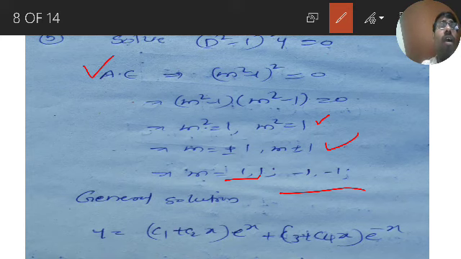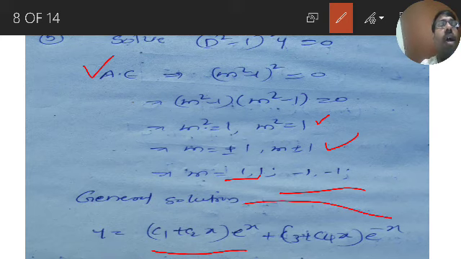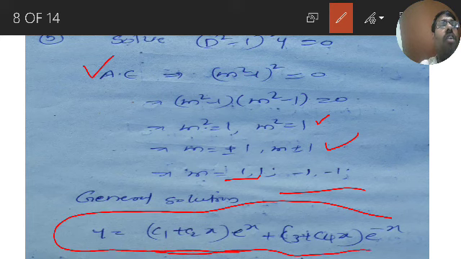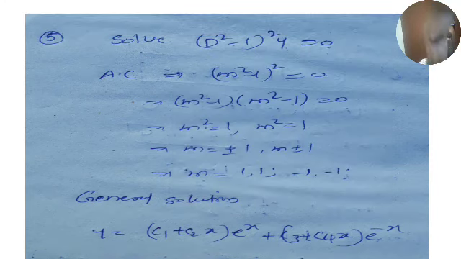Therefore, for the equal roots 1, 1, what is the general solution? y = (c1 + c2x) e^x, plus, for the equal roots -1, -1, the general solution is (c3 + c4x) e^(-x). Overall, the general solution is (c1 + c2x) e^x + (c3 + c4x) e^(-x). Are you getting? So these are the two problems I covered very quickly because they are very easy.